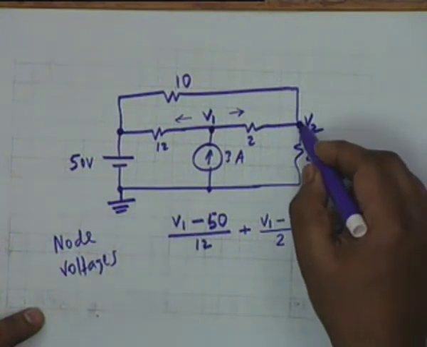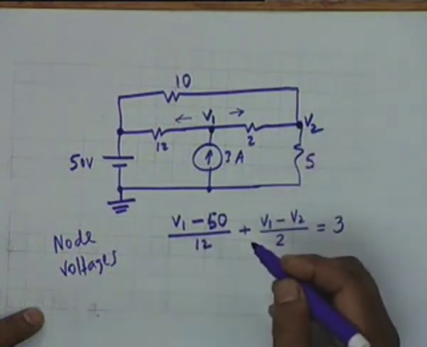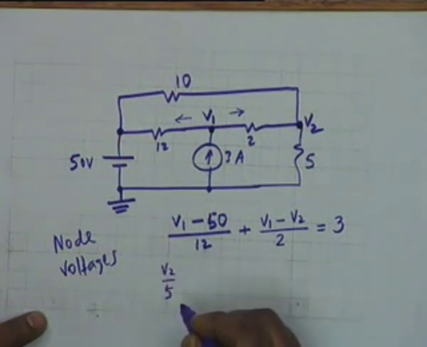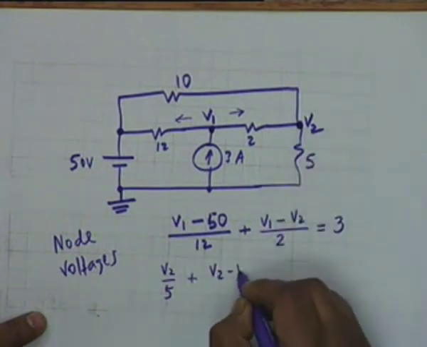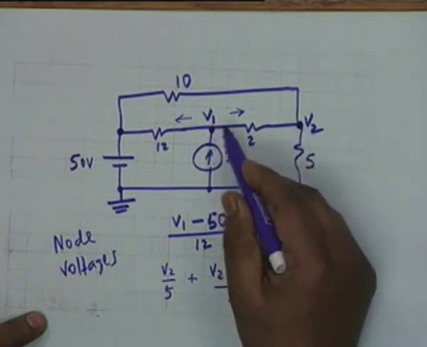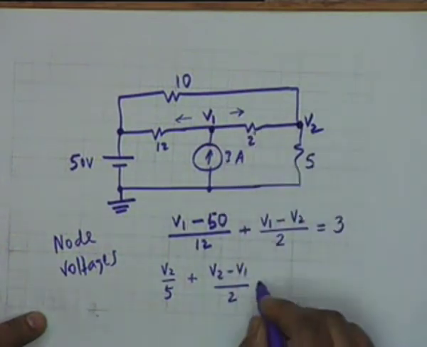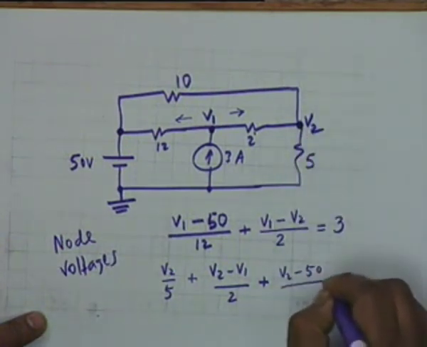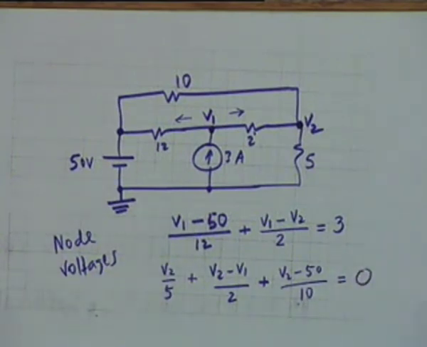The other equation will be at node 2, V2, and you see the currents that are leaving this junction are firstly V2 by 5, then plus V2 minus V1 divided by 2. This is the current that leaves V2 and goes towards V1. Then plus there is only another current which is V2 minus 50 divided by 10. This should be equal to 0. There is no current generator here.